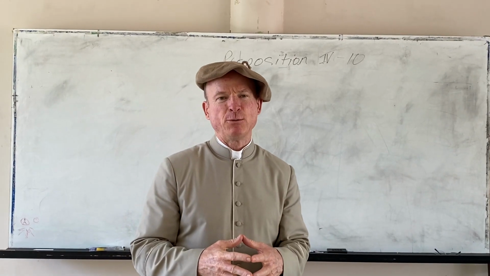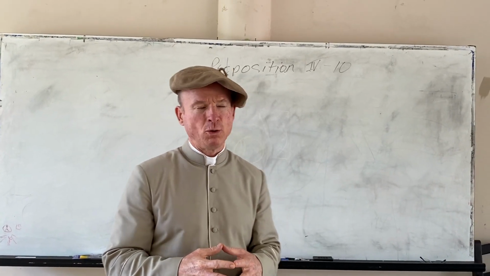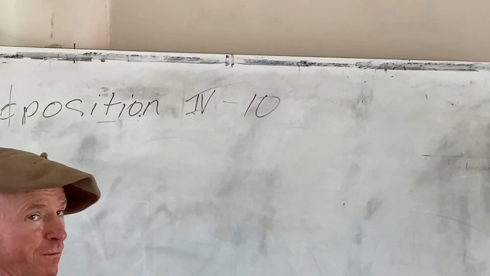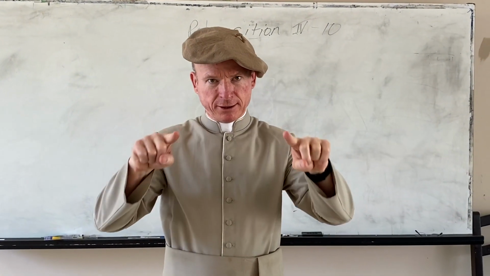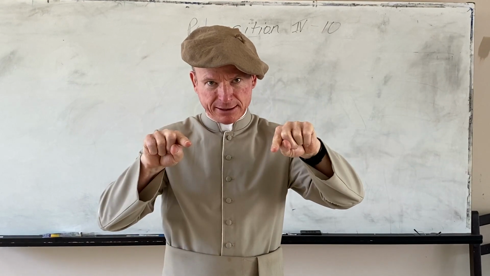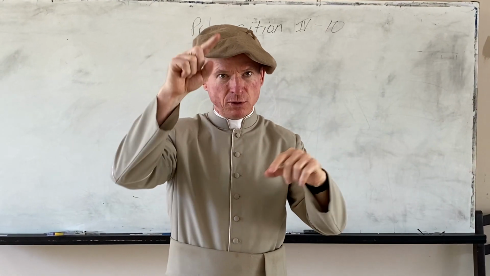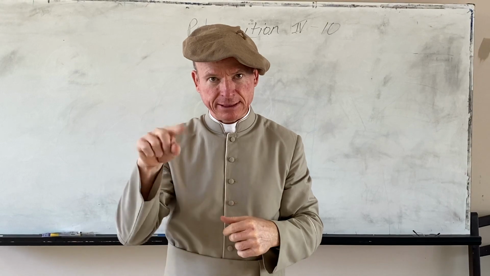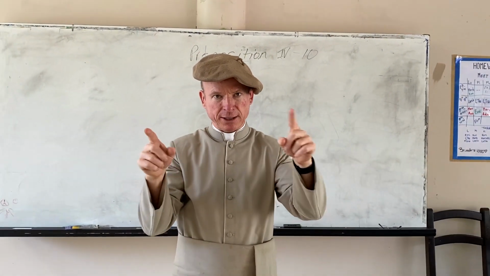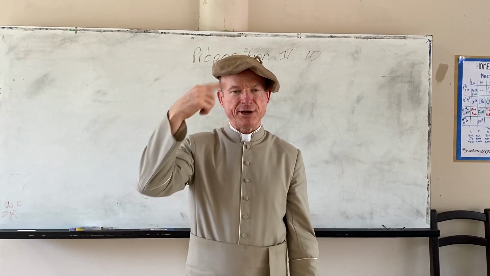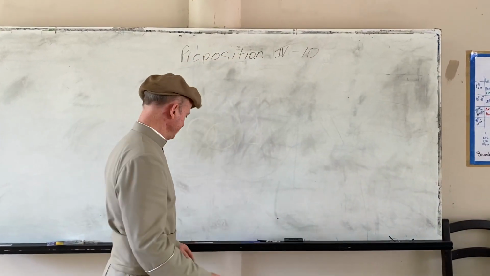Dear students, today we have Proposition 10 of Book 4. To construct an isosceles triangle such that the angles at the base are each double the remaining angle. This angle is double this angle, this angle double this angle.